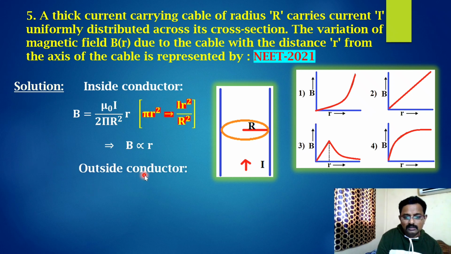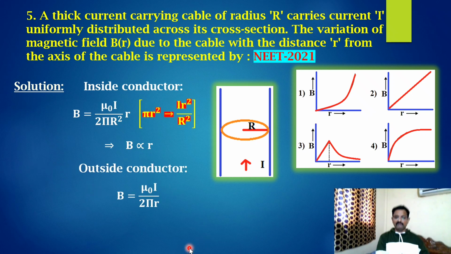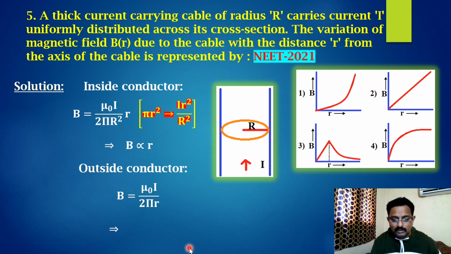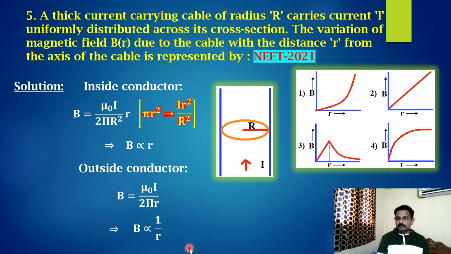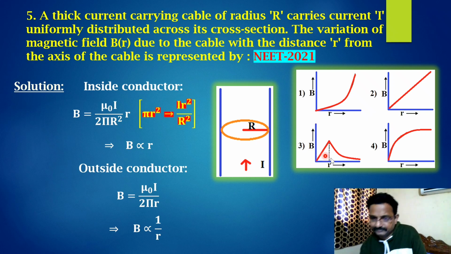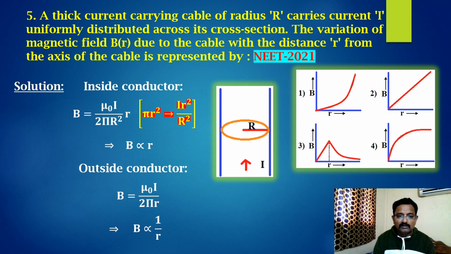Outside the conductor we have the formula B is equal to mu naught I by 2 pi r, that implies B is inversely proportional to r. So from these two relations, that is B directly proportional to r and B inversely proportional to r, we will get the graph, that is option 3. Now we will go with the next question.